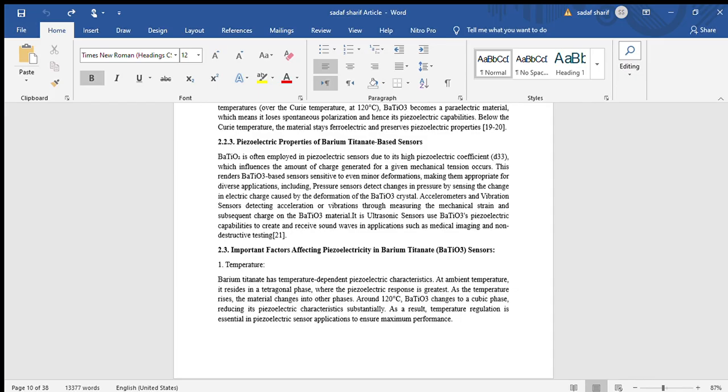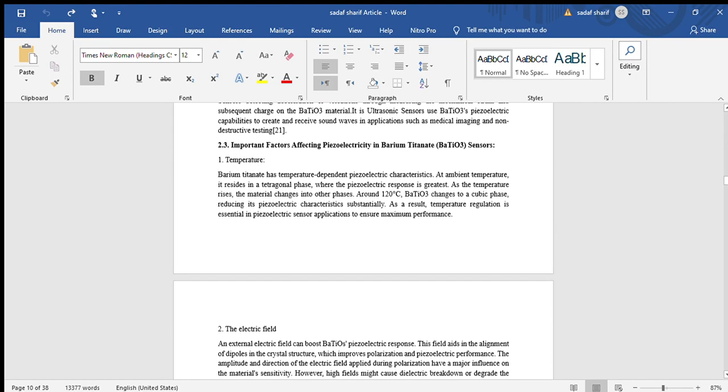Barium titanate based material is often used to modify the high piezoelectric coefficients, which influence the amount of charge generated for a given mechanical tension. This renders the barium titanate based sensor sensitive to even minor deformations, making them appropriate for diverse applications including pressure sensors, which detect changes in pressure by sensing the change in electric charge caused by the deformation of barium titanate crystals.